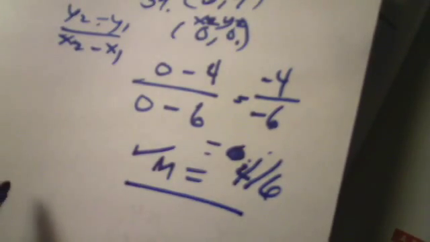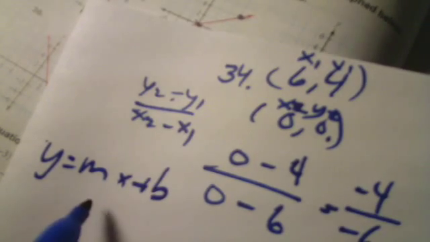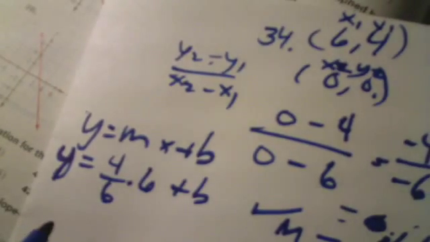So we found m. Now what we need to do is we need to find a point, and we already did. We already found 2 points, 6, 4, and 0, 0. So since we can use 6, 4 or 0, 0, it doesn't matter. So let's use 6, 4 just for the heck of it. So the slope form is y equals mx plus b. The slope is 4/6. My x value is 6. My y value is 4. We need to find b. That's the last part to be able to solve the equation and make the slope-intercept form.